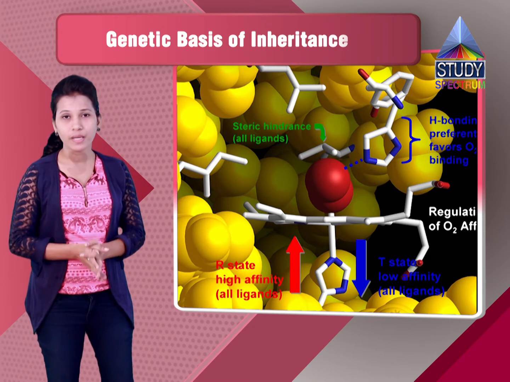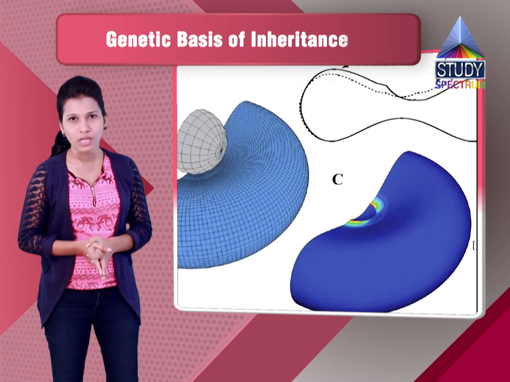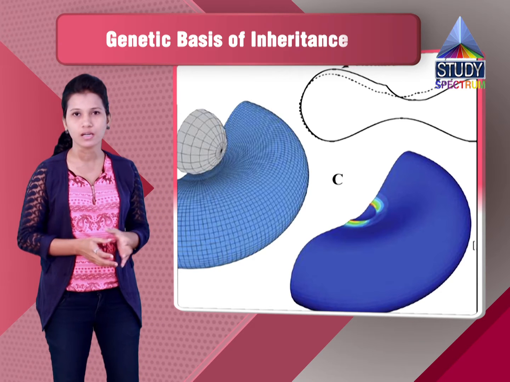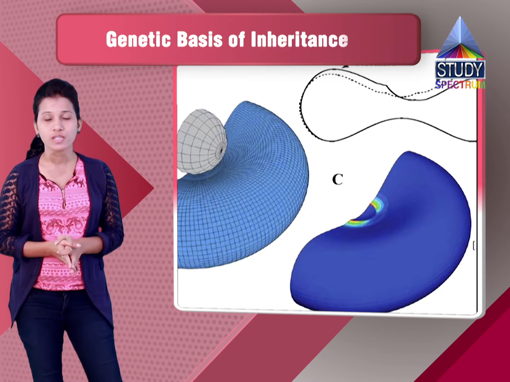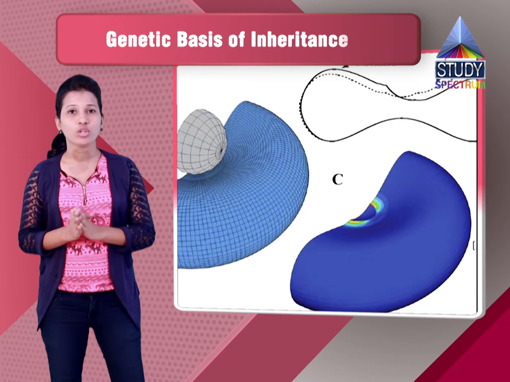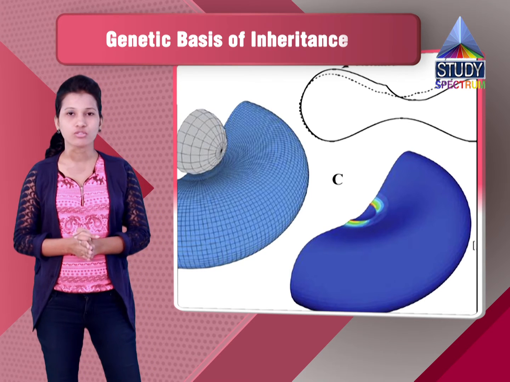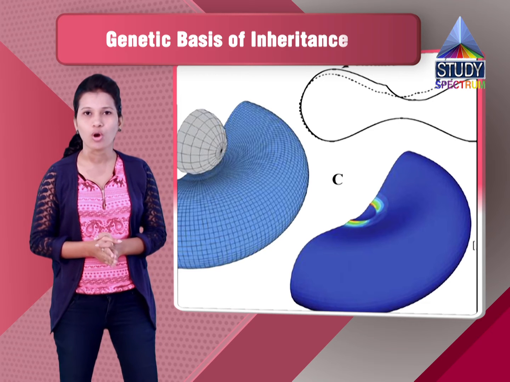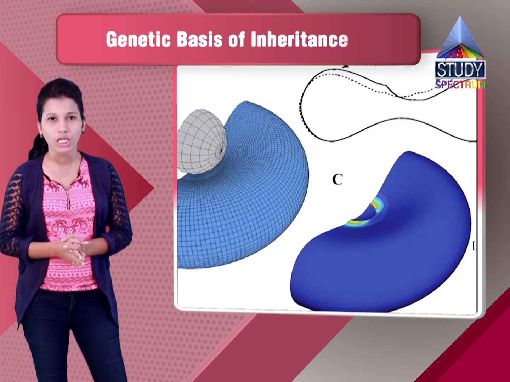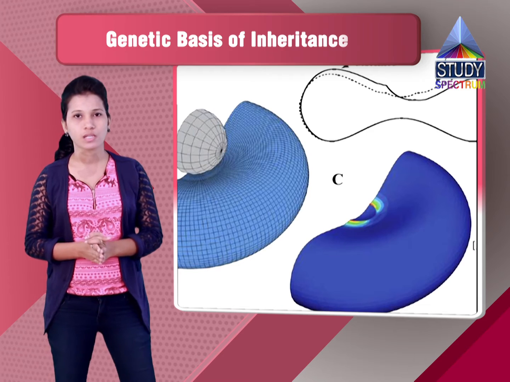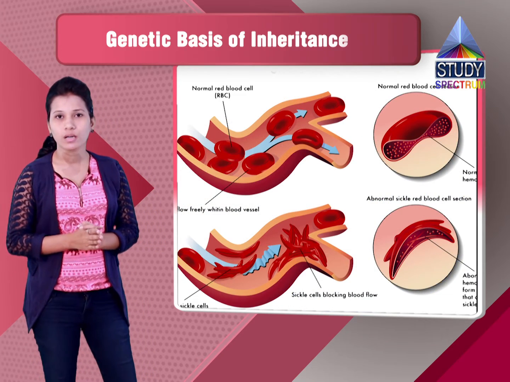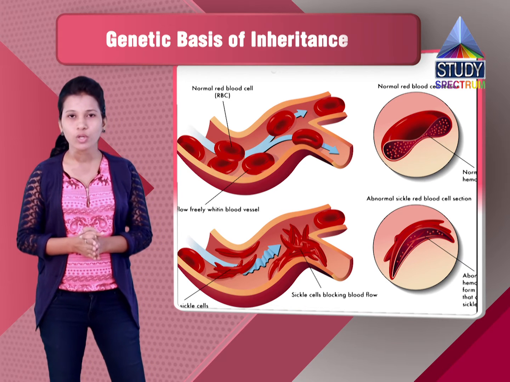Also, the shape is changed. The RBCs are normally oval in shape, but in sickle cell anemia, the RBCs become sickle shaped, and because of this, the flow of blood through the arteries and veins is not proper, and the arteries and veins get blocked. This blockage can again lead to the death of the person because of sickle cell anemia.